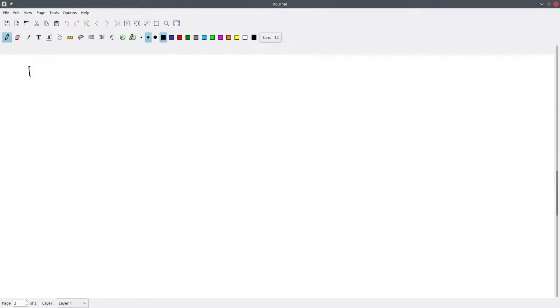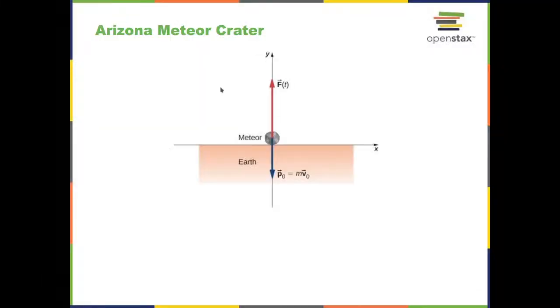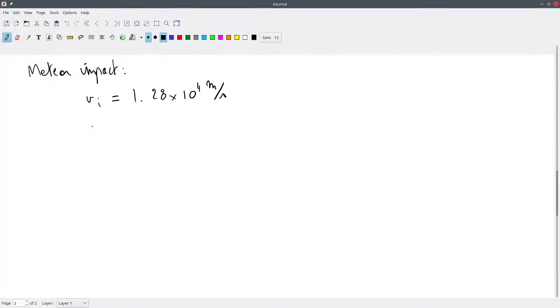an initial, so let's say meteor impact. So if we start from an initial velocity that's 1.28 times 10 to the 4 meters per second. And we're assuming here that this velocity is perfectly perpendicular to the surface. And the final velocity, if we assume that final velocity is 0, because the meteor is somewhere under the crater, under the ground right now.